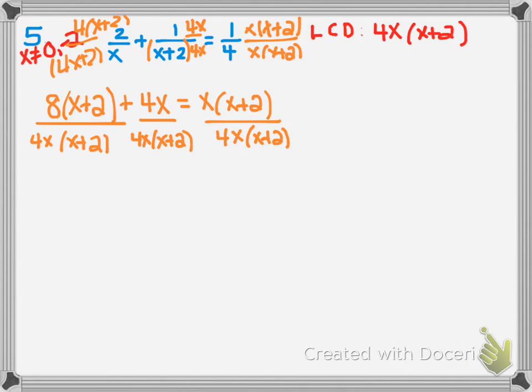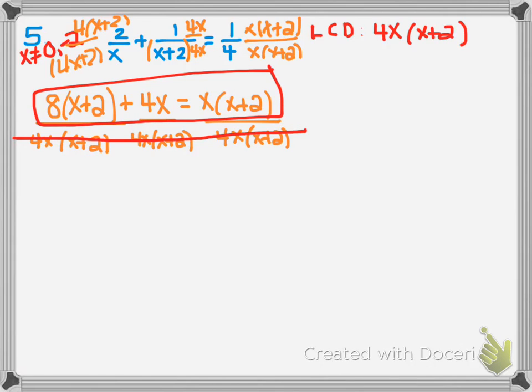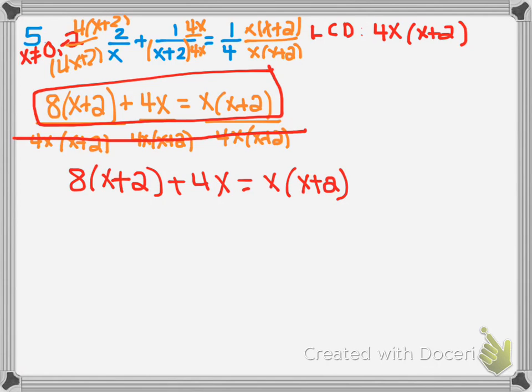So only with solving, only when there's an equal sign, since everything is going to be divided by the same thing, meaning the LCD, and when you solve for x, after all three of these rational fractions have the same denominator, we can cross out the denominator and then just solve for x in the numerator. So that means I'm just solving the problem 8 times x plus 2 plus 4x equal to x times x plus 2. I'm just going to solve for x now.